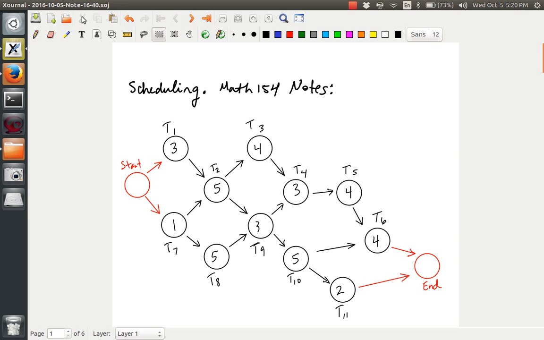So you have various possibilities. You could have the critical path be like this. You don't have to consider the start and the end because those are free. So that might be the critical path. Or this one might be the critical path. Or maybe this is the critical path. So you have to figure that out.